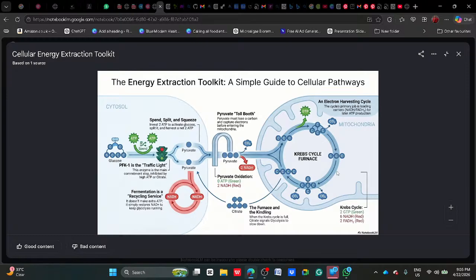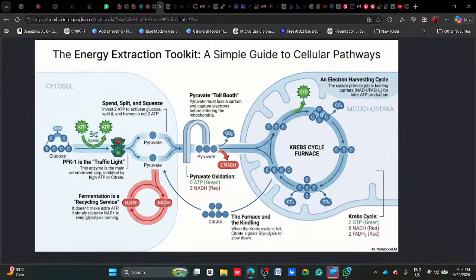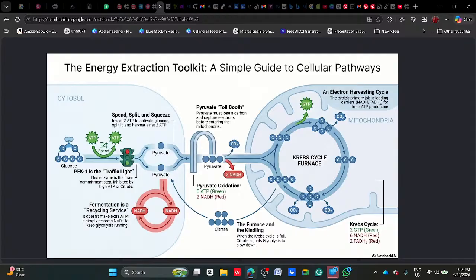Now, as you have it displayed here, this is termed the energy extraction toolkit, a simple guide to cellular pathways. I want you to imagine and remember the correct structure of a living cell.